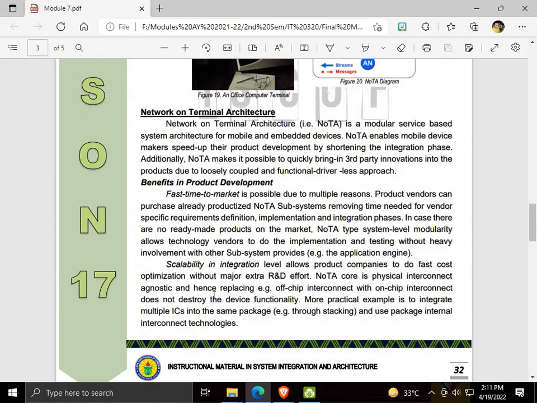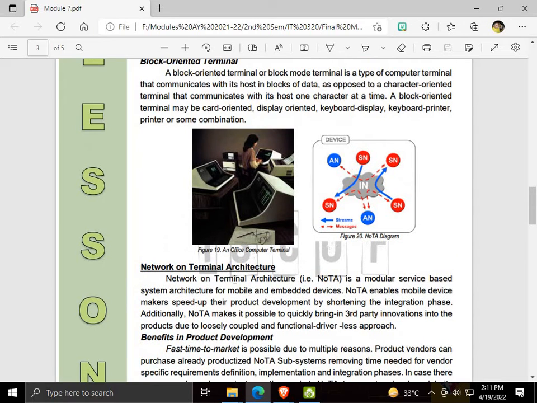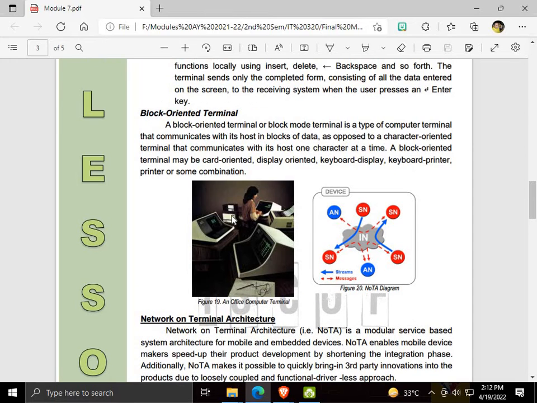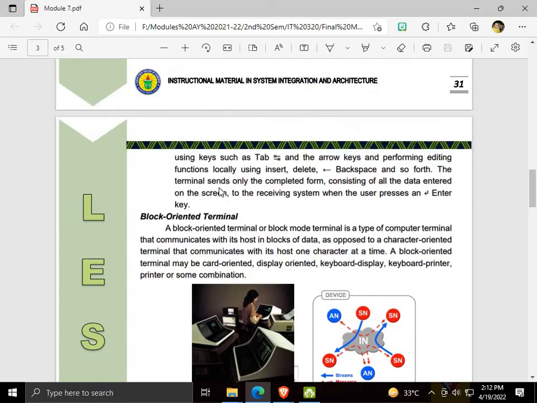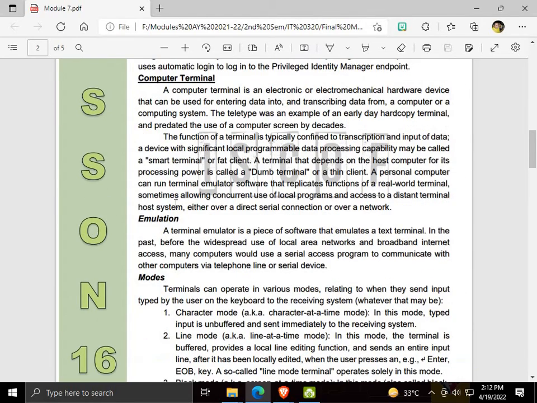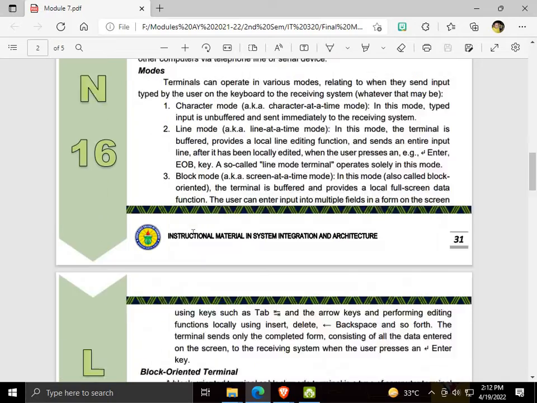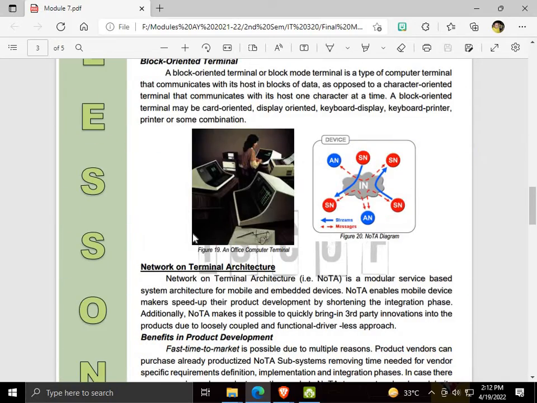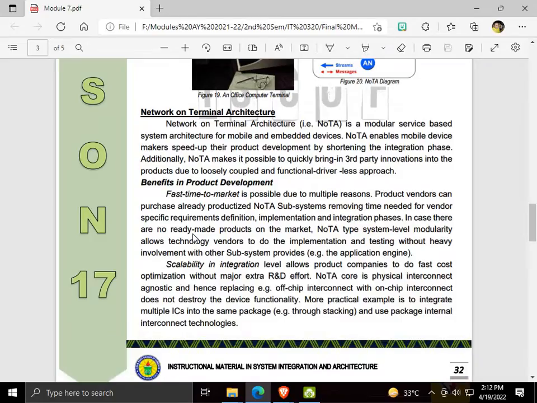So, Lesson 17, Network on Terminal Architecture. This is just another configuration for terminal access. Unlike your block-oriented terminal or the emulation modes for computer terminals, when you refer to Network on Terminal Architecture, this is a modular service-based system architecture for mobile and embedded devices.